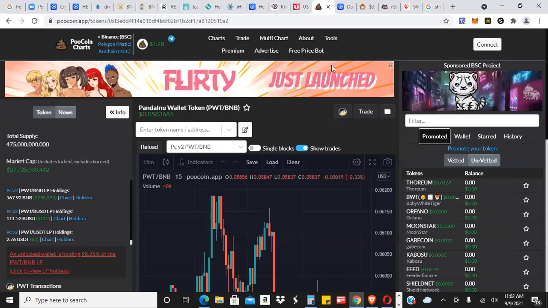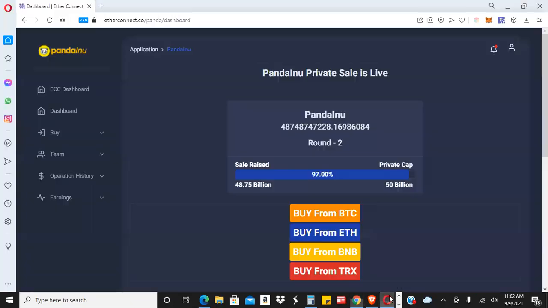Panda Inu, as you can see here, what round are we in? We are 97% into round two. So pretty soon, probably over the next couple of days, round three will start. Round three will go. There's going to be 25 billion tokens in round three. And then after round three is done, there's going to be 10 billion tokens in the public sale. And then once those 10 billion tokens are done in the public sale, then we are off to the races.